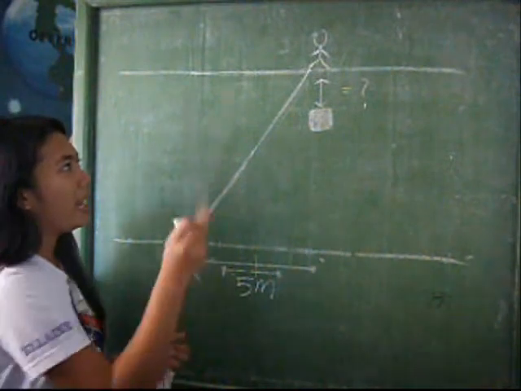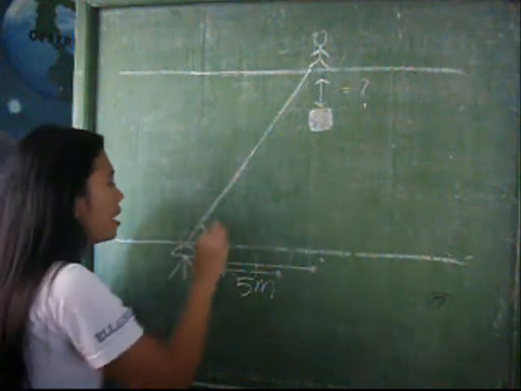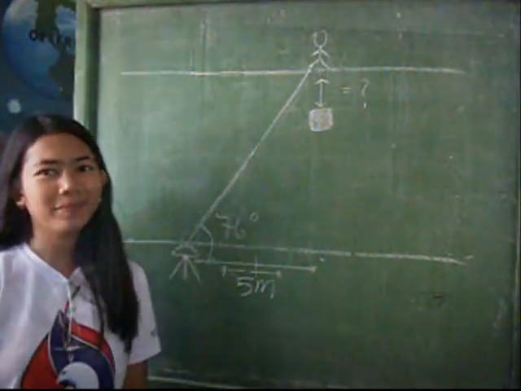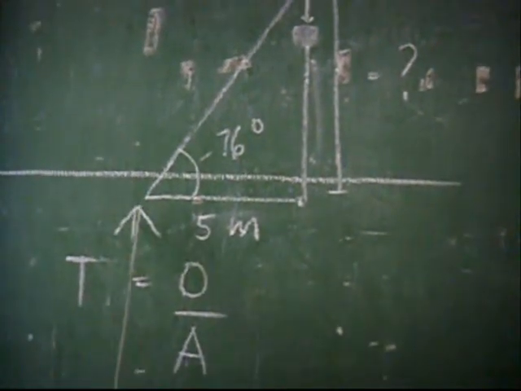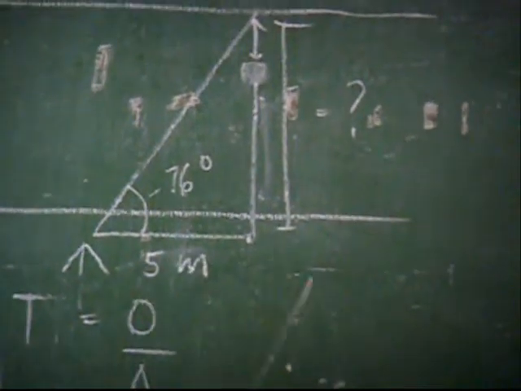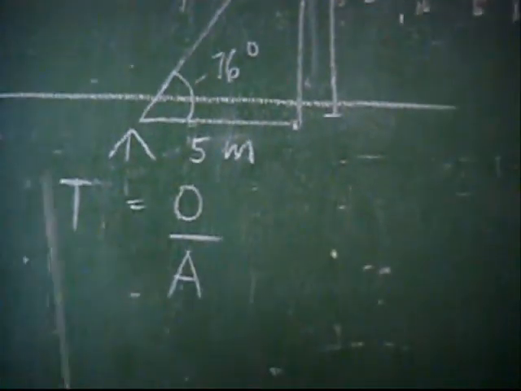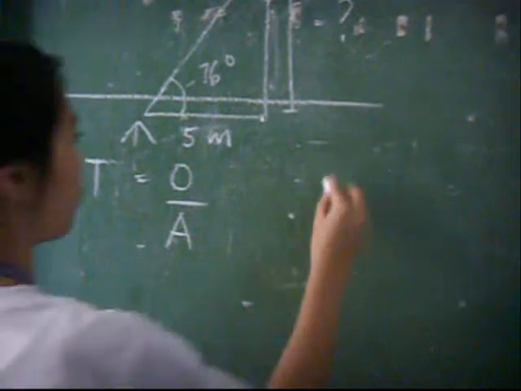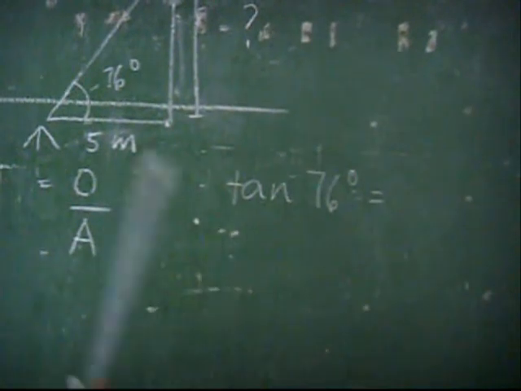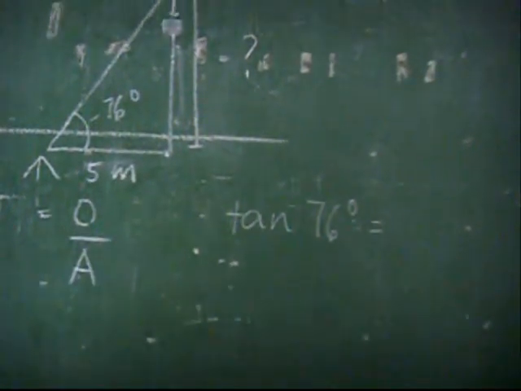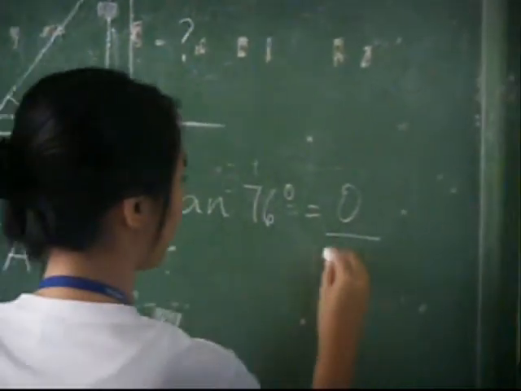Next, we need to find the angle formed by two adjacent sides, and as we measure it, it is equal to 76 degrees. After we measure the distance between the starting point and the improvised transit and the angle formed by two adjacent sides, we can now find the distance between the starting point to the other side of the river using the formula TOA, where T stands for tangent 76 degrees, O stands for the opposite side of the triangle, which we were going to find, and A stands for the adjacent side of the triangle, which is 5 meters.